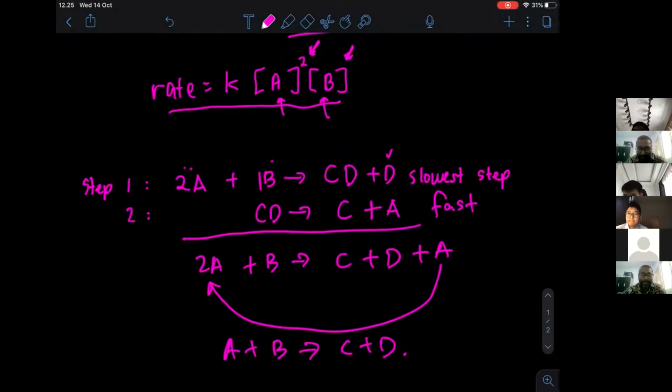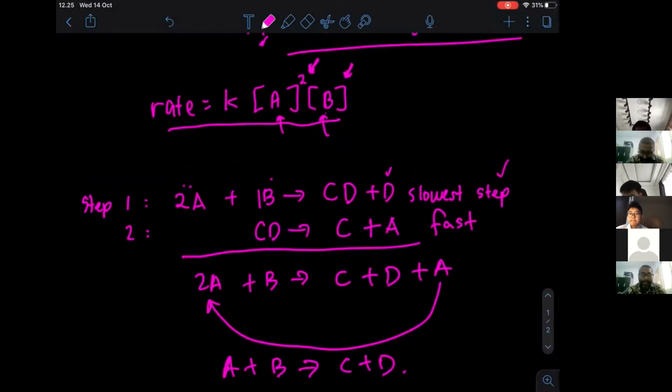The important thing is your slower step must have all the things inside the equation, A, B, and if it is 2, then it must be 2 there. If it is 1, it must be 1 there. That is very important.